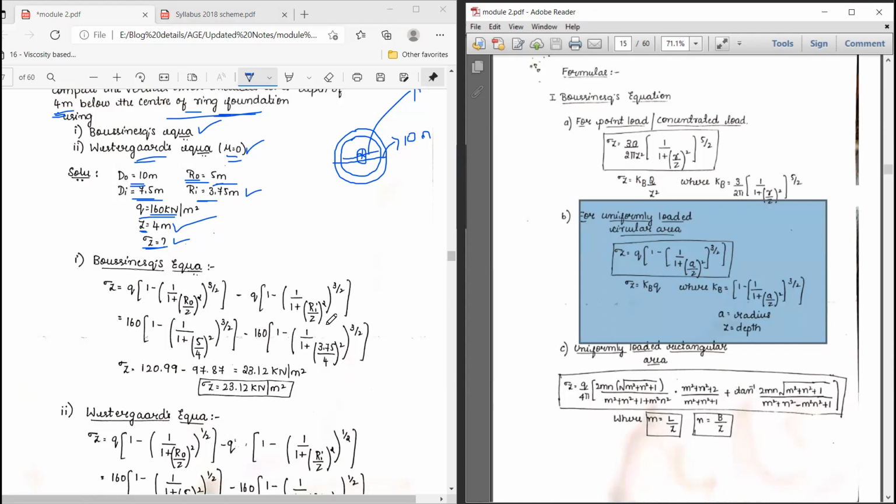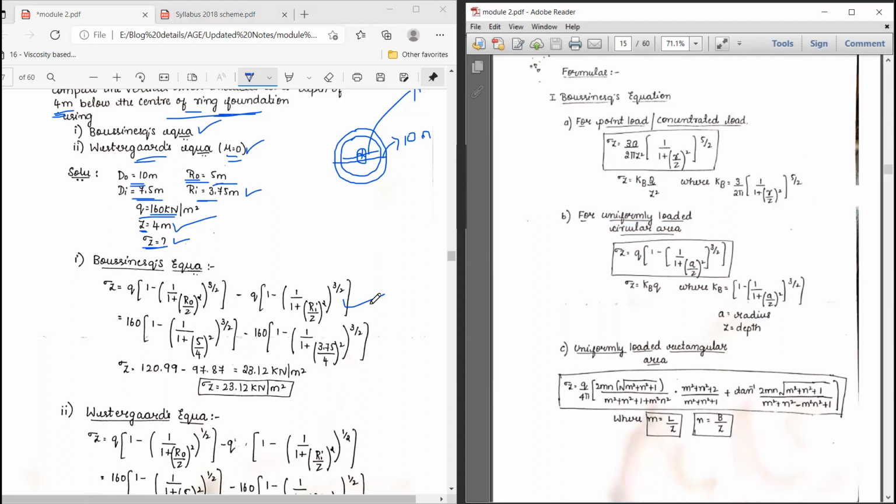So the formula used, see, Q into 1 minus 1 divided by 1 plus a by z whole square to the power of 3 by 2. The same formula I used, but here I took the radius of outer dia minus the same formula. Here I took the radius of inner circle. Here the radius of the outer circle, and here the radius of the inner circle. You know all other data, correct?